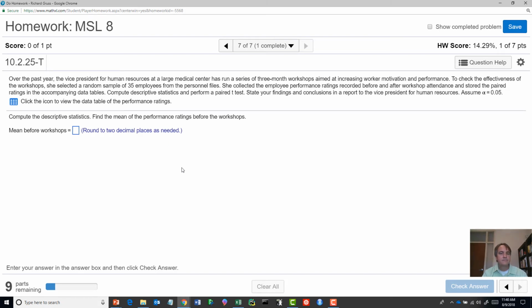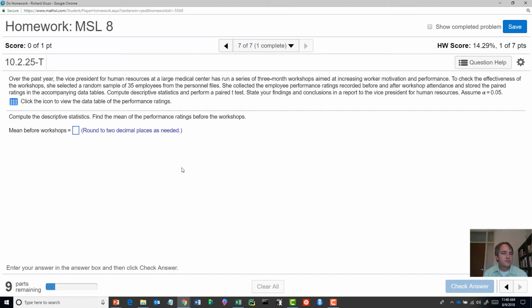The second MSL8 problem that very few people got full credit for was this one, number 7. I'm going to go ahead and work this one too. So this involves a 3-month workshop aimed at increasing worker motivation and performance, and they want to check how well the workshop worked in improving these measures.